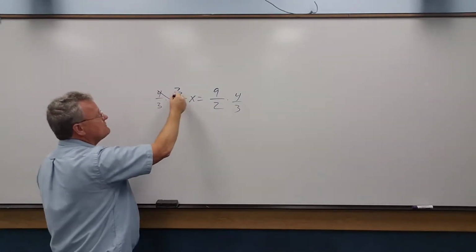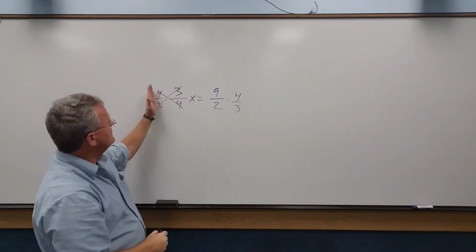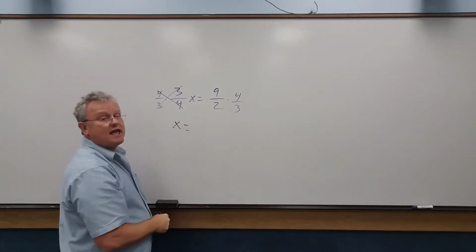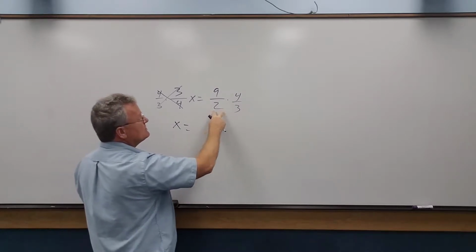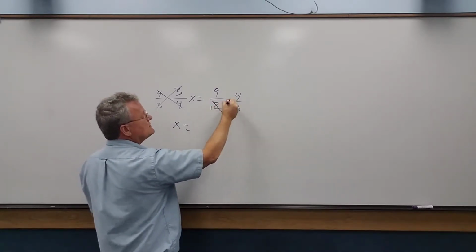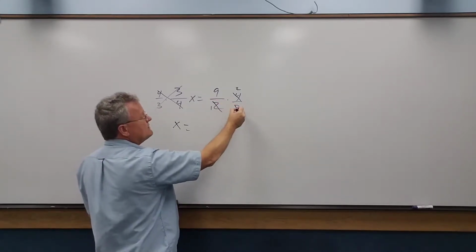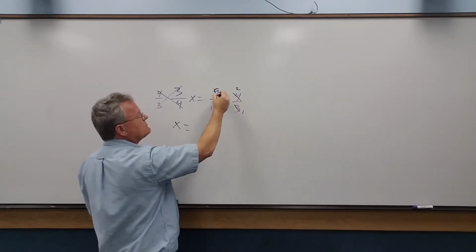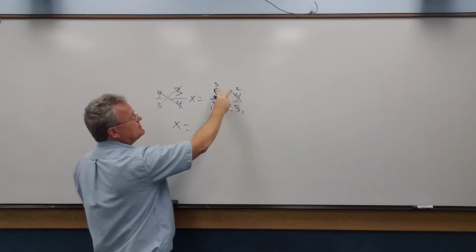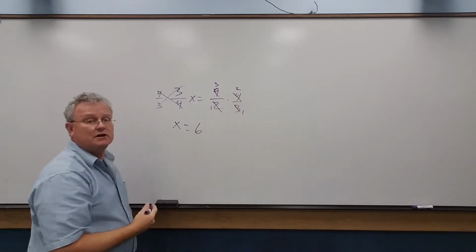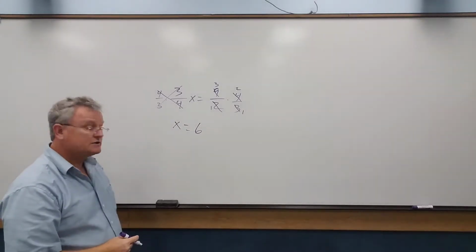4/4 is 1, and 3/3 is 1. And 1 times x is x, but we usually say they cancel. Here, 2 goes into 2 once, 2 goes into 4 twice. 3 goes into 3 once, and 3 goes into 9 three times. We get 6/1, which is 6, and the answer is x equals 6.